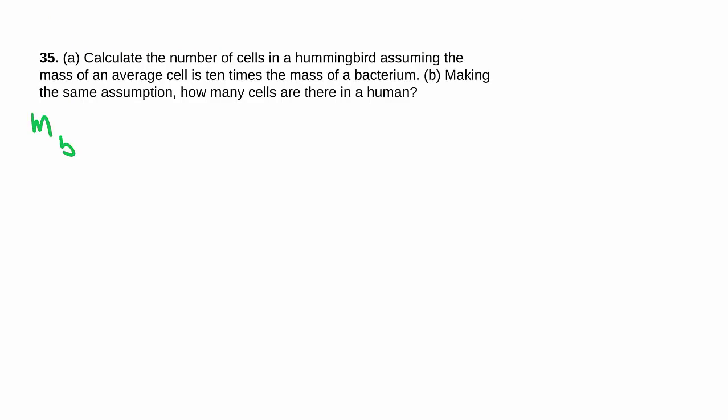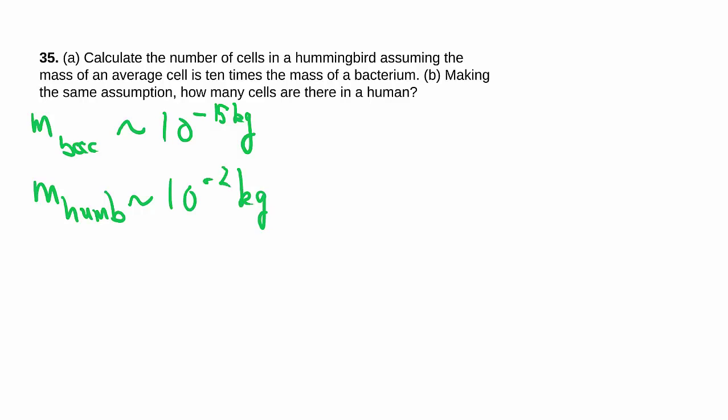So M bacterium is about 10 to the minus 15 kilograms. Then M of a hummingbird, that looks like human, so we'll put a B in there, 10 to the minus 2 kilogram. And then the mass of a human is roughly equal to 100 kilograms. Very rough, just to give us some idea.